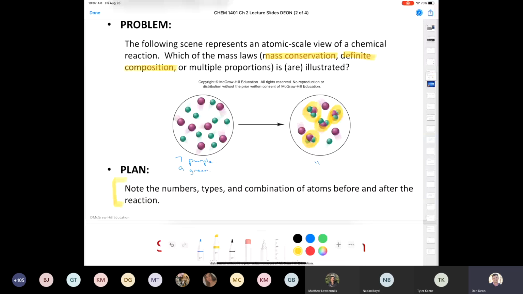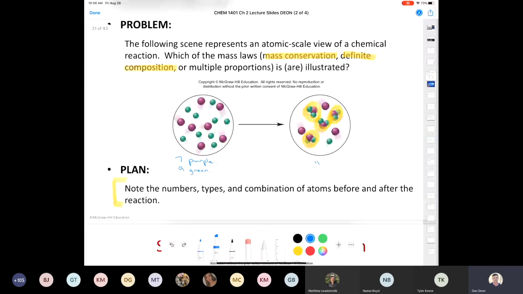And if you're wondering why that is not shown, remember the law of multiple proportions, where we said we had something like carbon monoxide and carbon dioxide. Well, here we only have that one compound, right? We only have the compound with the one purple and the 2 greens.